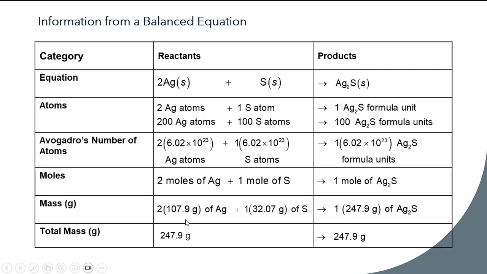And so what I need to weigh is 2 times 107.9. So what I really need to weigh is 215-ish grams of silver, right? So I weigh that. Then for sulfur, I only need 1 mole of sulfur.